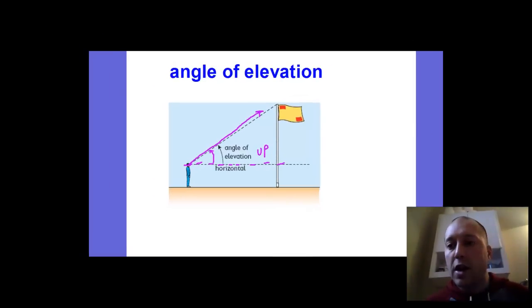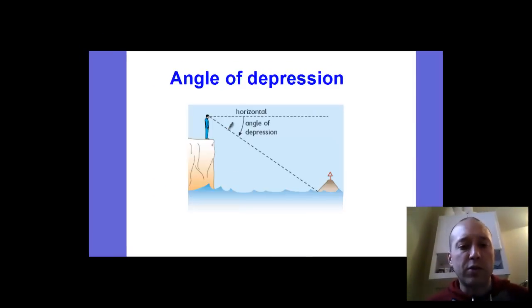Okay, and then angle of depression. For angle of depression, we still have our line of sight. It's very important for this one that you draw your horizontal line of sight first. This is the one students will mess up. Draw your horizontal line of sight, then the direction wherever you're looking, and that creates your angle. That's the angle of depression, looking downward.